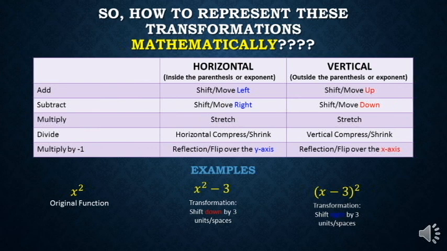So, how do we represent these transformations mathematically? Well, when we want to change a number, we can simply add, subtract, multiply, or divide. We use these exact same operations to represent transformations of functions. Each of these operations represents a transformation. Add represents a shift. Subtract also represents a shift. Multiply means a stretch, and division means a compression or shrink.